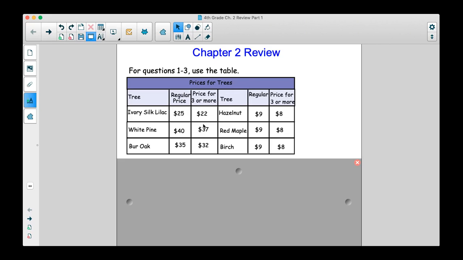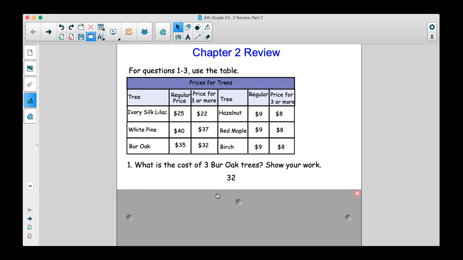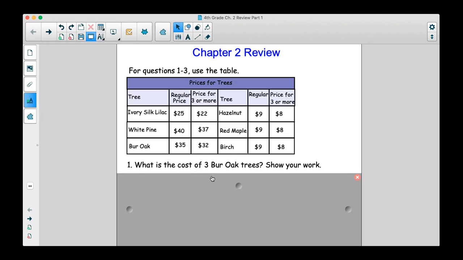Okay, one thing I did want to point out though is it's not $22 for 3 trees. It's $22 per tree if you buy 3 or more trees. So that's going to be important to keep in mind. As we read the question, it says, what is the cost of 3 bur oak trees? Excuse me, that was a tongue twister for me. What is the cost of 3 bur oak trees?